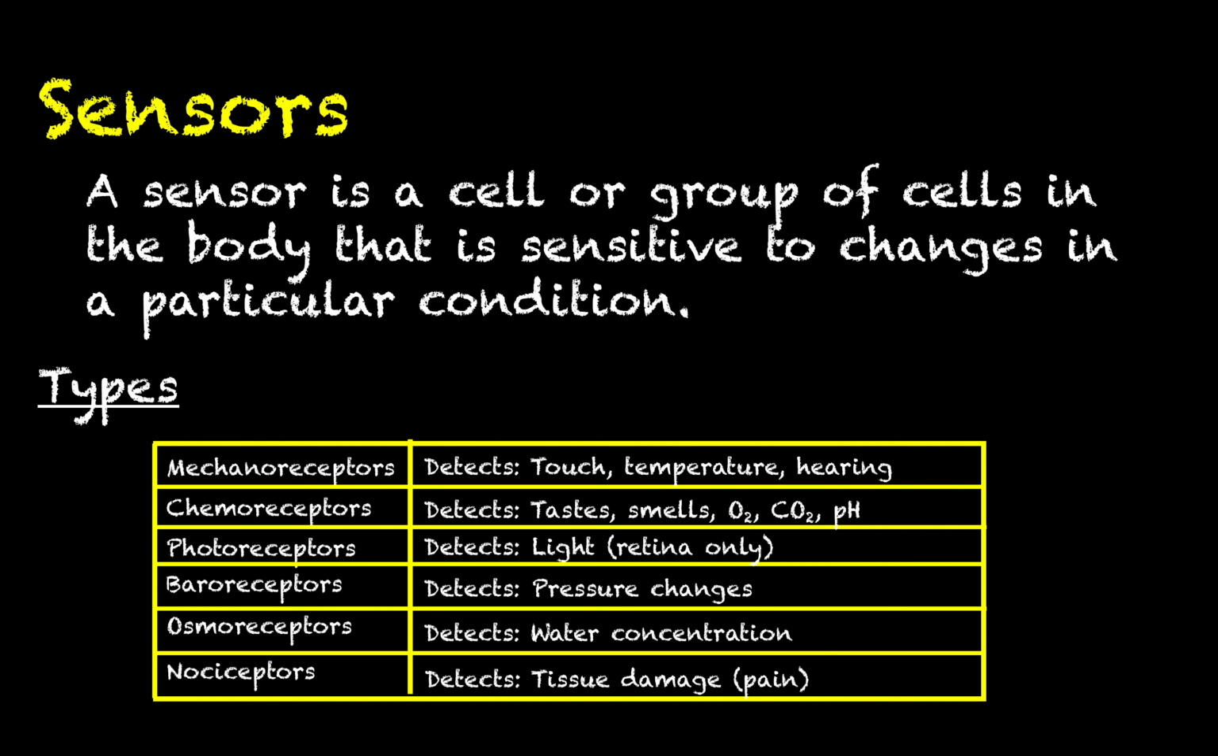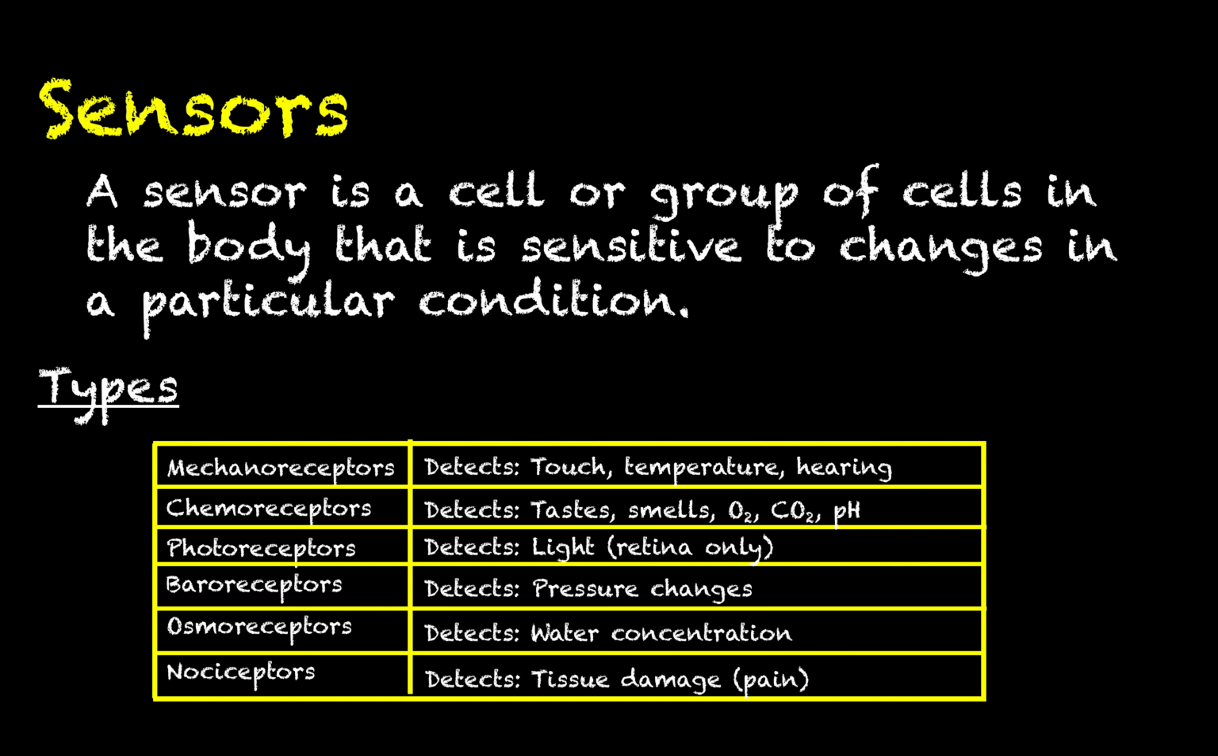You can see a variety of different kinds of sensors here, and you can look at what they're detecting and relate them to just about any kind of feeling you've ever experienced yourself. Mechanoreceptors are responsible for your sensation of touch and temperature and the fact that you can hear. Chemoreceptors allow us to taste and smell, and then internal chemoreceptors help to allow the body to detect how much oxygen is in the body, how much carbon dioxide is in the body.